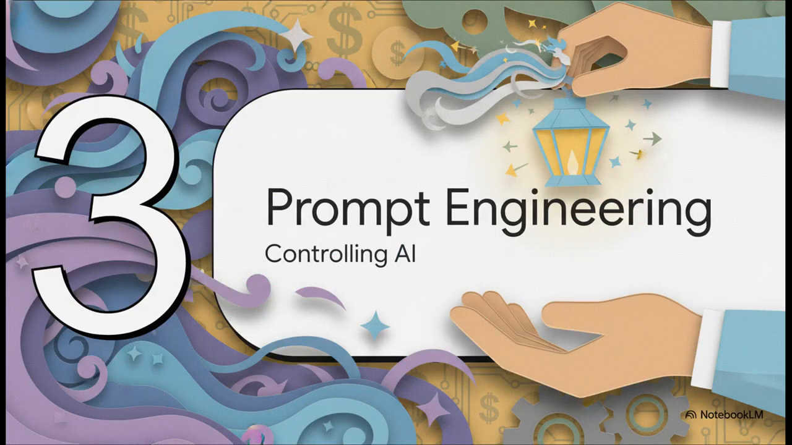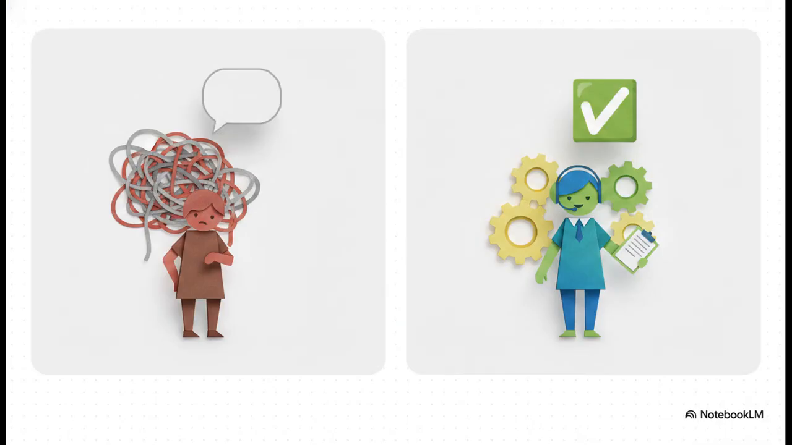Section 3. Mastering prompt engineering, or how to control the AI. So, how do we fix this vague wishing problem? We master prompt engineering. Let's look at a real-world example here. A bad prompt is incredibly vague. Something like, help me prepare for an interview for a technical role. If you type that, you're going to get generic, totally useless advice like, make sure to study coding.